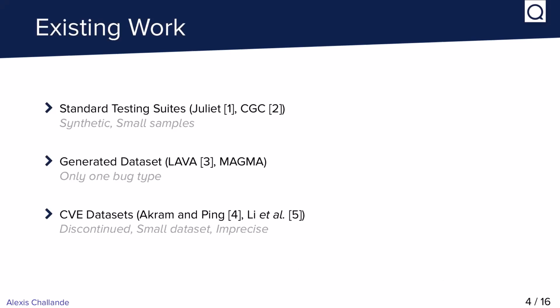Previous datasets include synthetic, small examples, so it's not really workable. You have generated datasets mostly for fuzzing, like LAVA, Magma, and so on. And you have CVE datasets, but nowadays there's some discontinuity and so on.